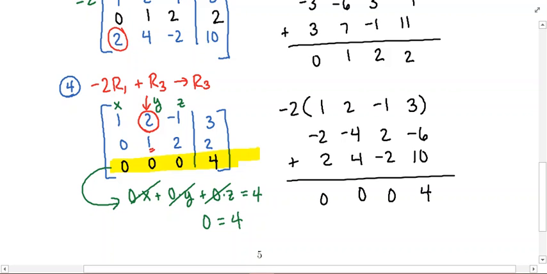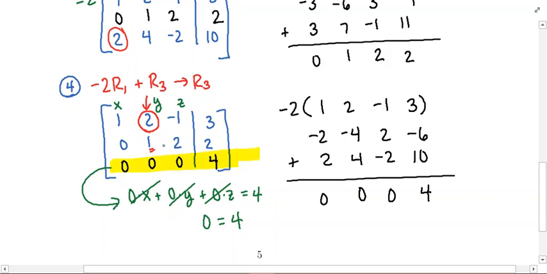Had you not realized this and you kept going and you zeroed this out, that's fine. You would have eventually gotten to a final matrix and you would end up in a situation like this, where you have the same type of row at the bottom with zeros on the left and then a non-zero number on the right. So you still would have gotten there. You just had a couple extra steps.